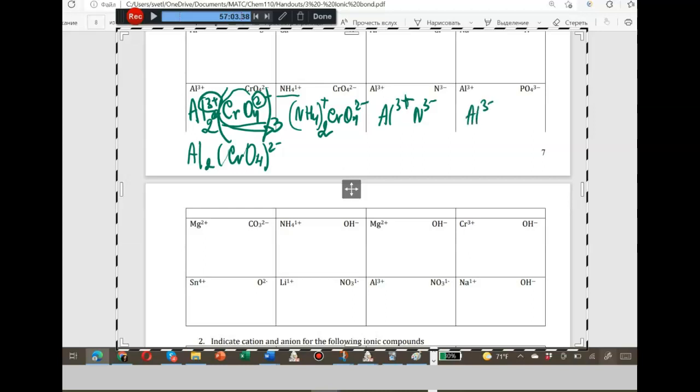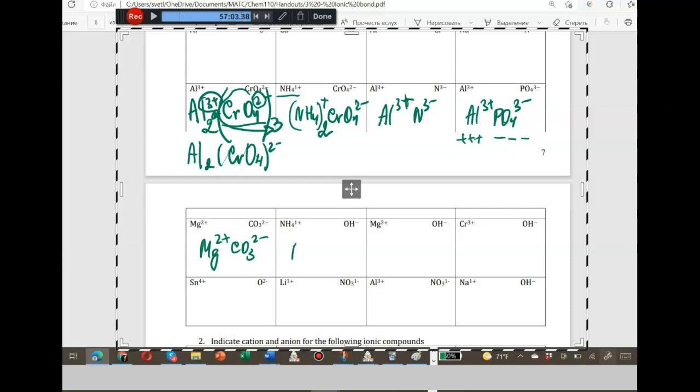The next one, aluminum 3 plus and PO4 3 negative. You can see 3 plus here, and 3 negative, the same amount of positive and negative charge. So we don't need to use any subscripts here. So magnesium 2 plus and CO3 2 negative. It's the carbonate anion. You can see charges are equal to each other. You're good. You don't need to put any additional numbers here.